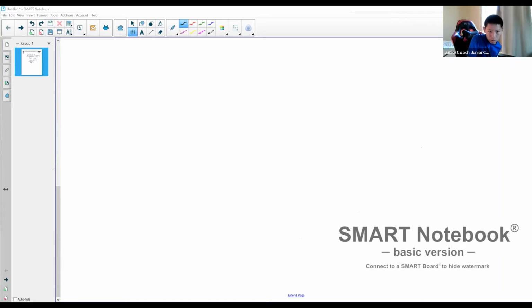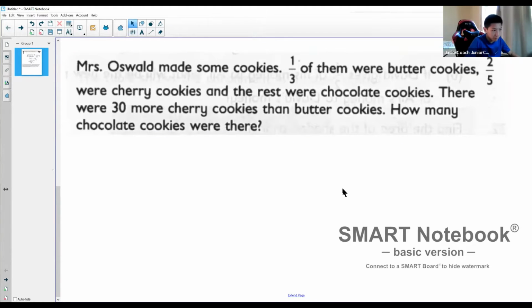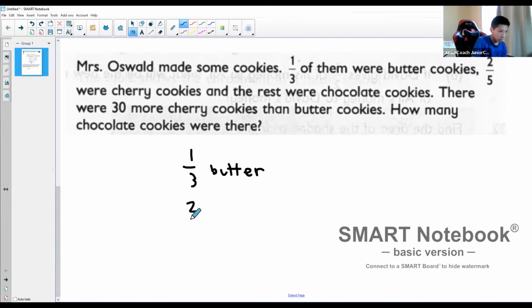For question 22, Mrs. Oswald made some cookies. 1/3 of them were butter cookies, 2/5 were cherry cookies, and the rest were chocolate cookies. There were 30 more cherry cookies than butter cookies. How many chocolate cookies were there? So let's start off by finding the relative amounts of each cookie. So we have 1/3 butter. And then we have 2/5 cherry.